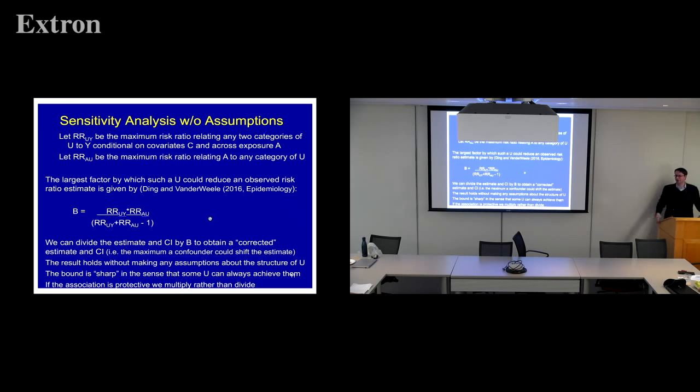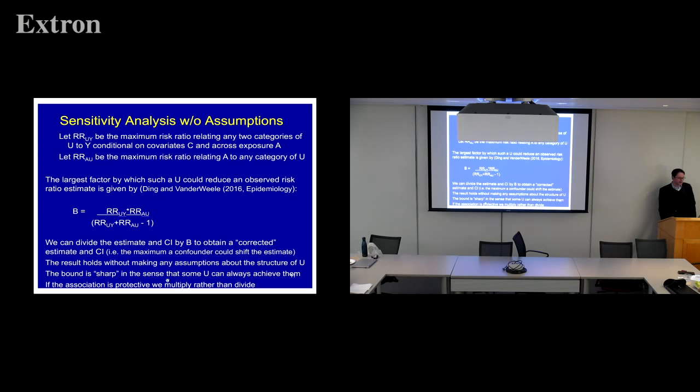We'd get a factor of 1.5. And that would mean the most such an unmeasured confounder could alter our risk ratio estimates would be by a factor of 1.5. It is impossible for such an unmeasured confounder to bias our risk ratio more than that. And so we could get a corrected risk ratio estimate, a conservative risk ratio estimate, by just taking our observed risk ratio and dividing it by the bias factor. And we would know that that unmeasured confounder couldn't shift the risk ratio more than that.